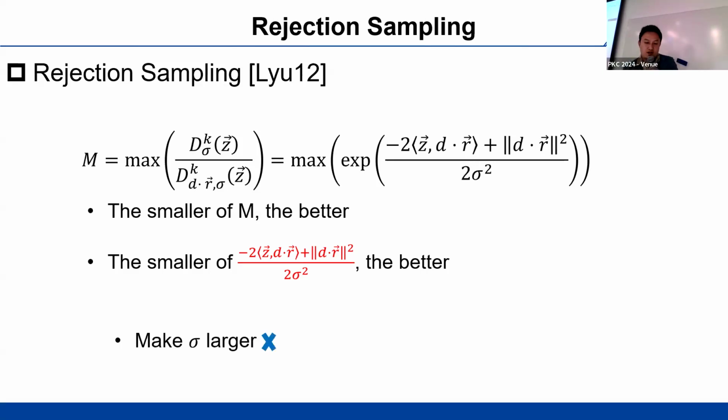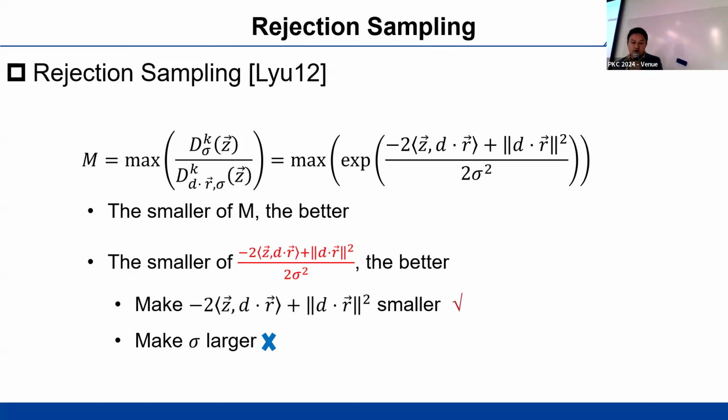So there are two strategies to do this. The first one is to make the numerator as small as possible, and the second one is to make the denominator as large as possible. However, if we make the denominator larger, it means that we make the Gaussian parameter sigma larger. As we know, the output vector z follows the Gaussian distribution with parameter sigma, so this also enlarges the output size. This is not a reasonable strategy. So our second strategy is to make the numerator as small as possible.